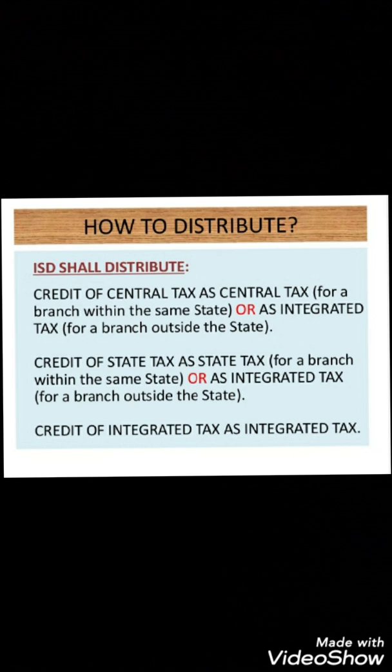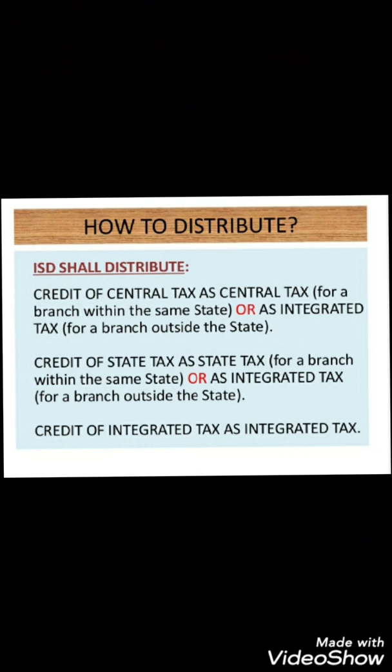In short, CGST can be credited as CGST within the same state or can be credited as IGST outside the state. And the next one is credit of state tax as state tax for a branch within the same state or as integrated tax for a branch outside the state. Here the same rule applies.